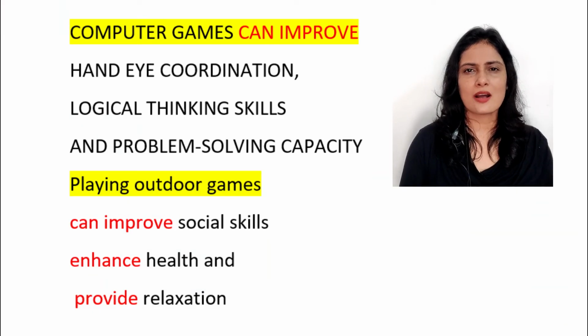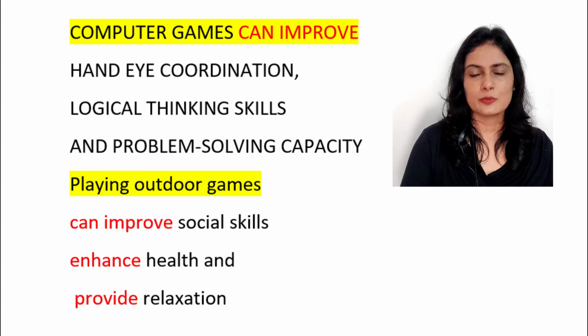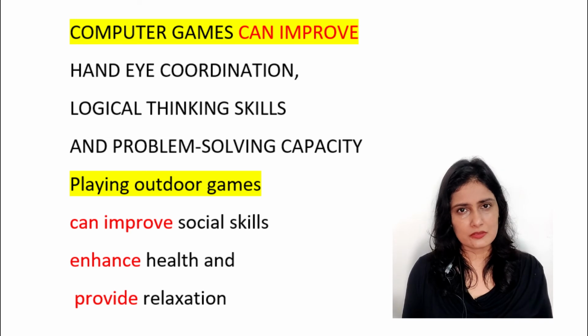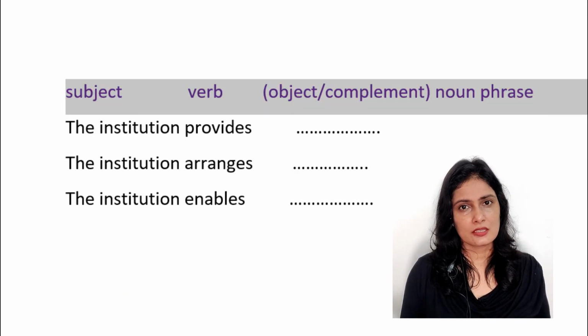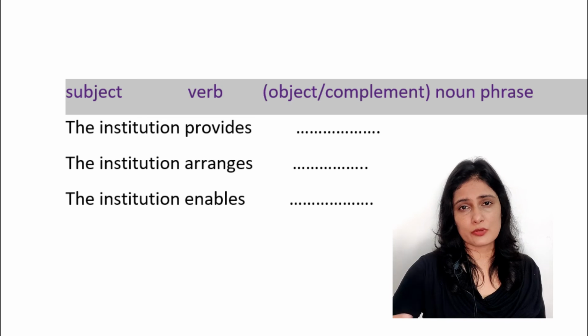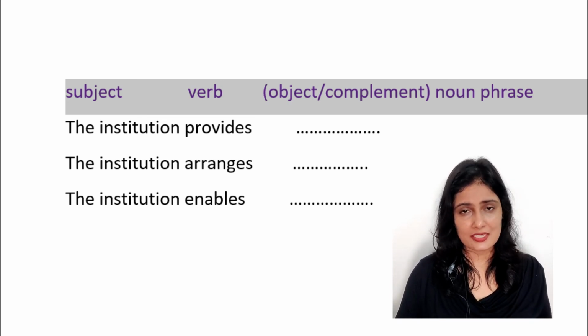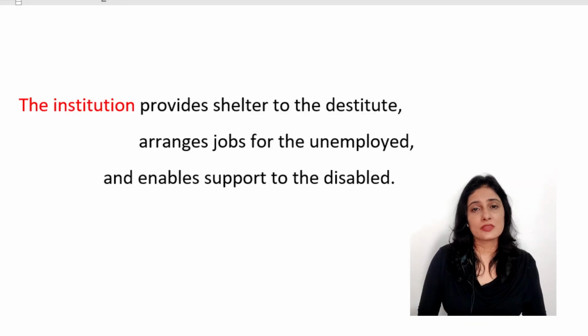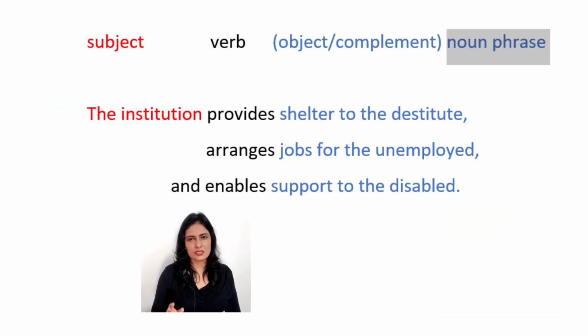So this is the trick with parallel sentences. You may want to take out some words that are the same. It could be the subject and verb. It could be the subject alone. Maybe the verbs are different. So the institution provides this, arranges that, and enables a third thing. So the verb may be different. So in that case, you only take the subject as common. Essentially, you have to make sure that the grammatical structures that you're using are exactly the same for the 2 or 3 sentences that you're putting together parallelly.